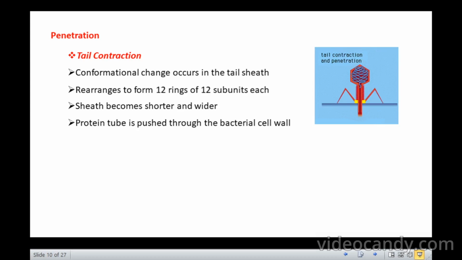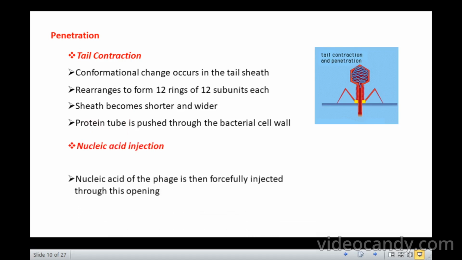The penetration is mainly mechanical, but it may also be aided by the protein G5 present on the base plate. This gene protein 5 has lysozyme activity, which makes an opening through the cell wall and also through the cell membrane. The second stage in penetration is nucleic acid injection.